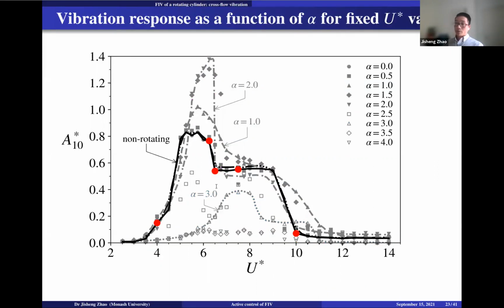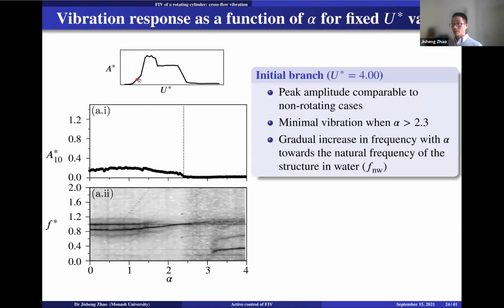Right, and then we try to look at it more carefully, and then we select a few different U stars to represent different branches, and then we look at a fine increment of alpha. So shown here is from the initial branch. Basically, we find that for alpha greater than 2.3, you can see full suppression. This is for the initial branch. But in general, it doesn't have much impact on the amplitude of the initial branch before the drop.